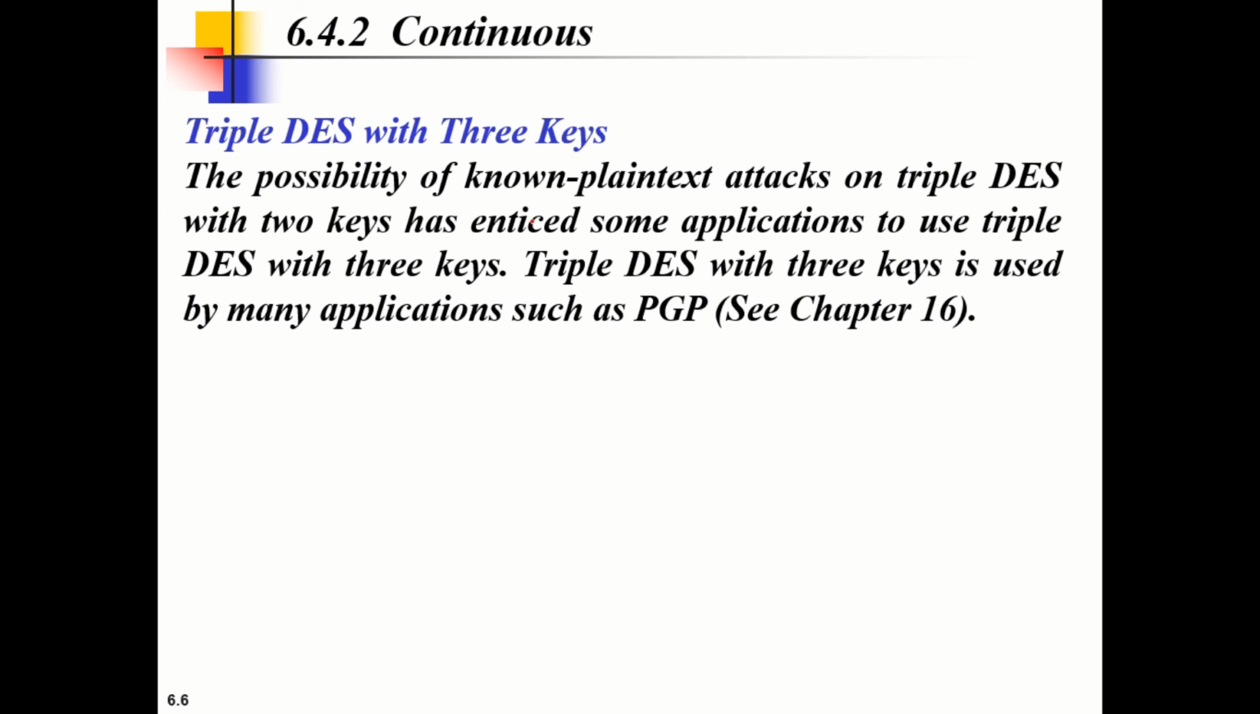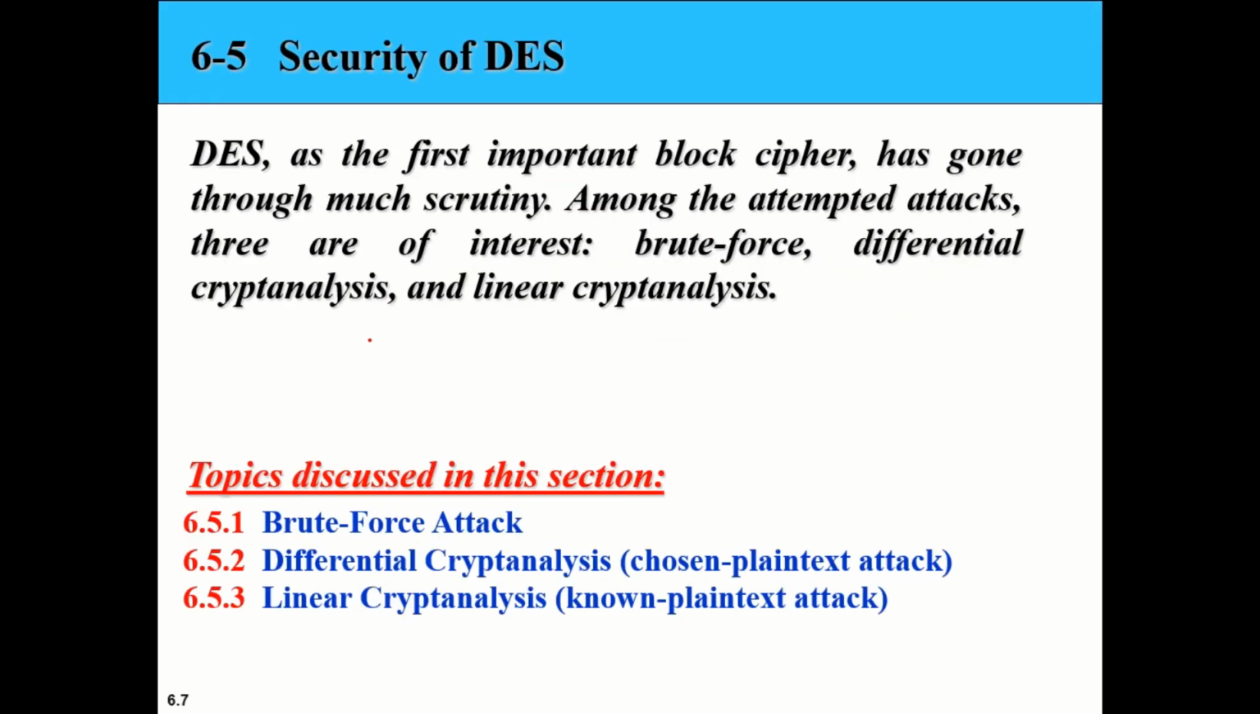So the possibility of plain text attacks on triple DES with 2 keys has enticed some applications to use triple DES with 3 keys. So it depends on the application whether you want to go with triple DES with 2 keys or with 3 keys. So we use triple DES for this application, which is called Pretty Good Privacy, which is this PGP application. Okay, next comes the last part of DES.